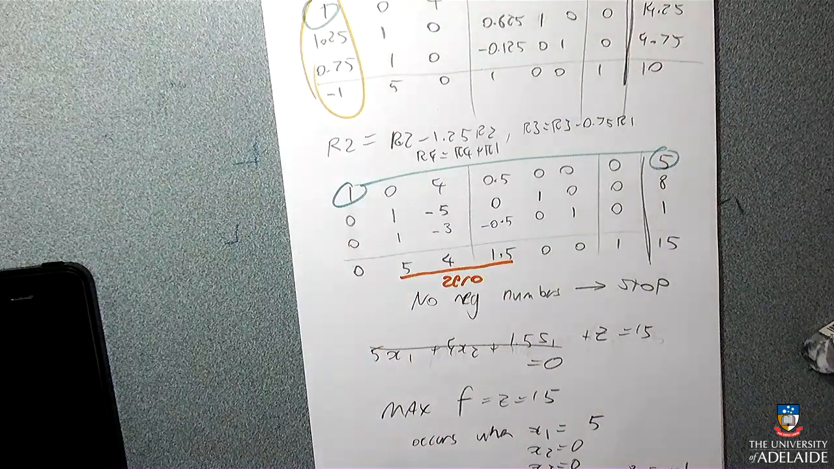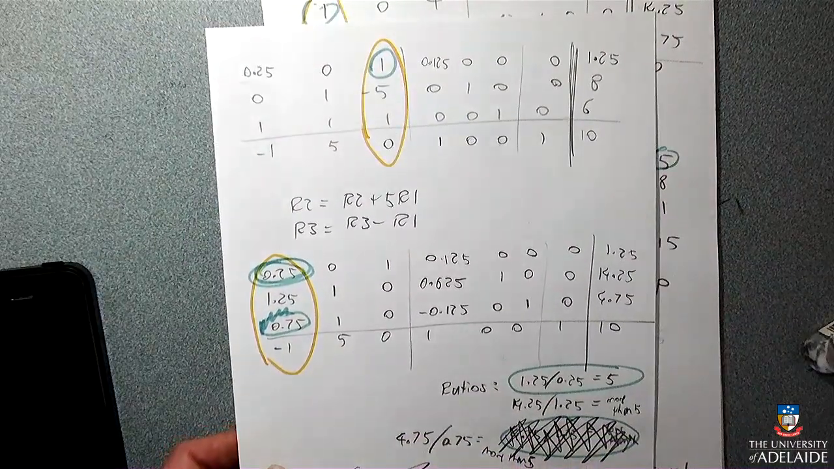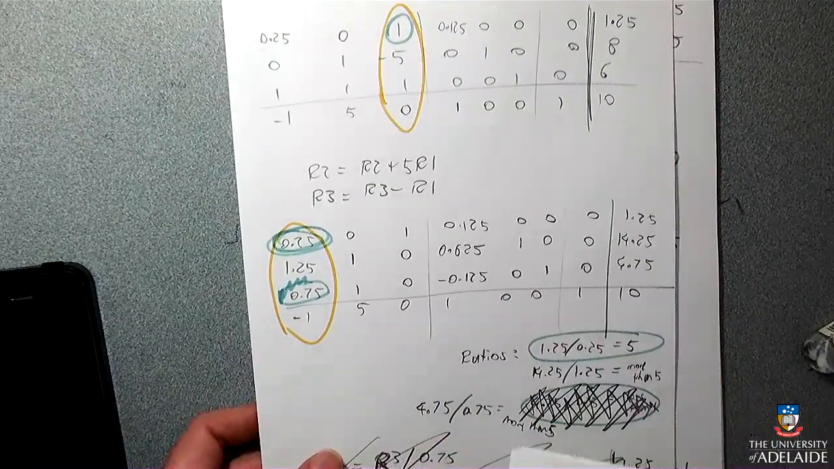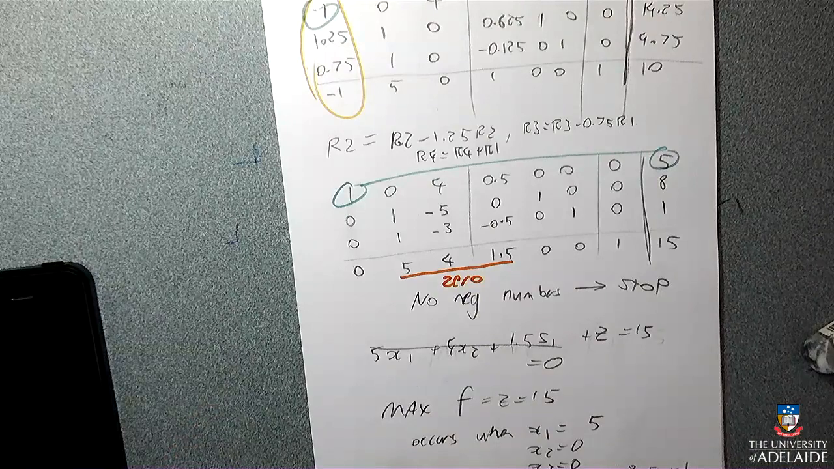So the real key is that ratio bit there, making sure you get that right, to make sure you choose the right spot. And even if it does look like you're undoing what you just did, that's okay.